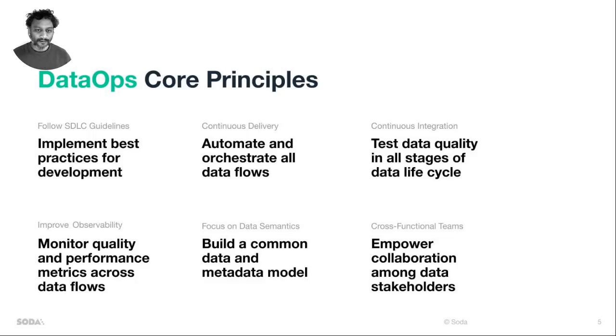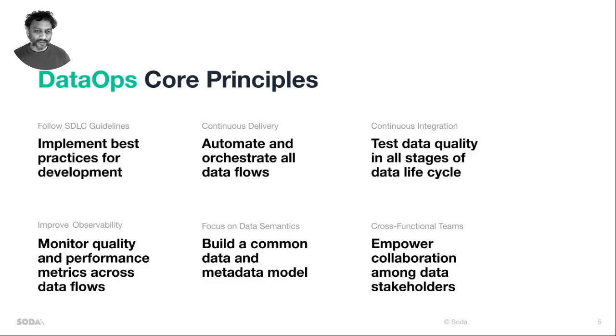And then improve the observability. So in normal software engineering and in the world where you deploy products, you have system metrics, and then you improve the system by monitoring different kinds of metrics, performance metrics, etc. But you also want to have similar quality metrics and performance metrics across your data flows, to achieve proper SLAs, etc.